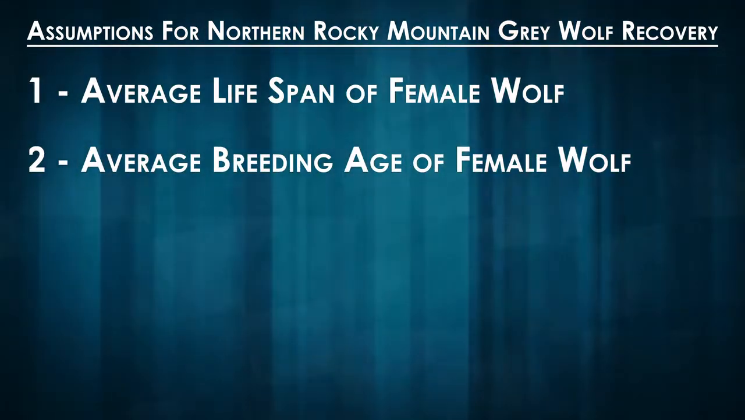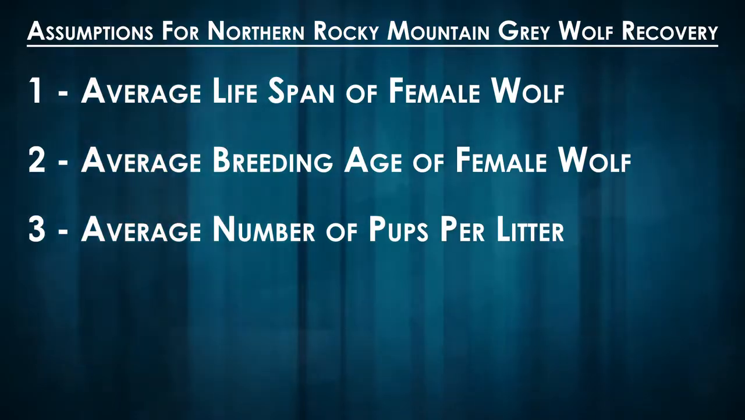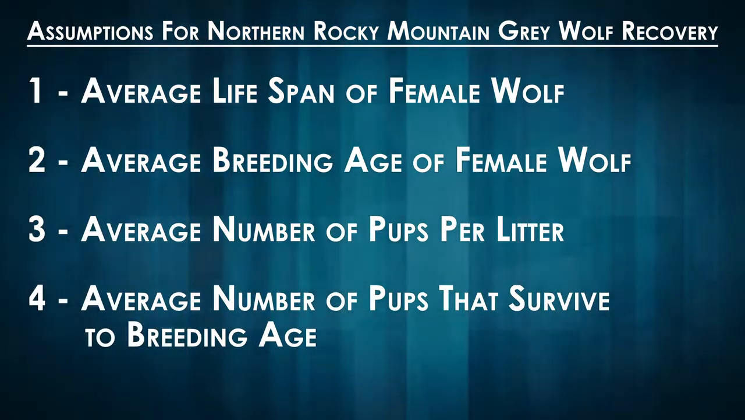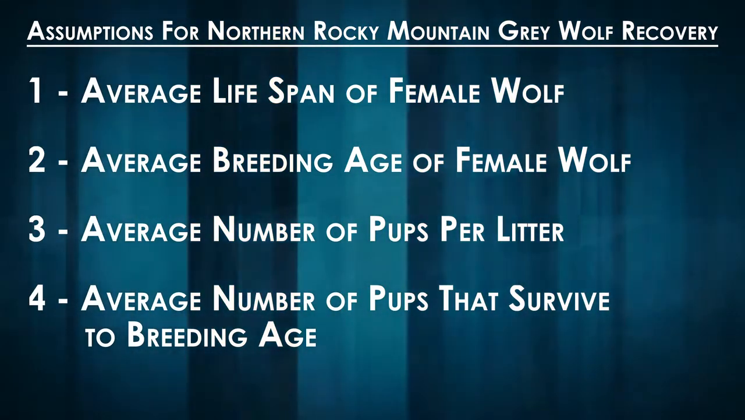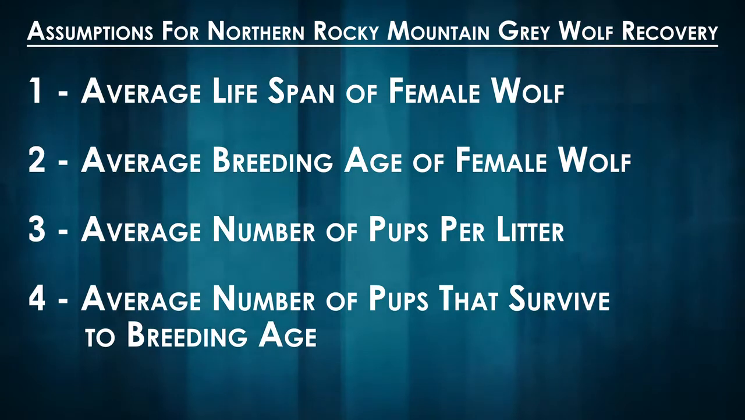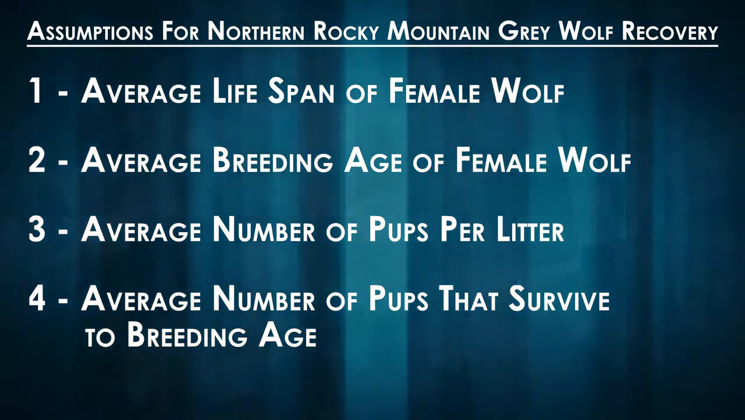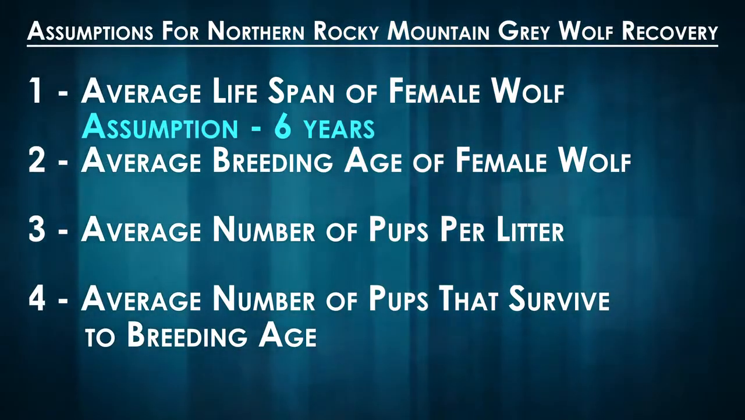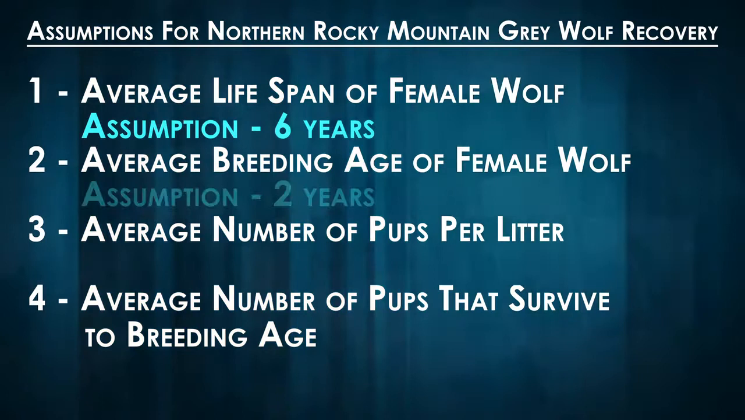Now, the next one is the average number of pups in each litter. Half of these pups are assumed to be female. And finally, not all pups survive to breeding age in the wild. Now, this can be due to disease or aggression or starvation, for example. So Alex and I gathered some estimates for these factors. So we estimated that the average lifespan is 6 years and the average breeding age is 2 years.